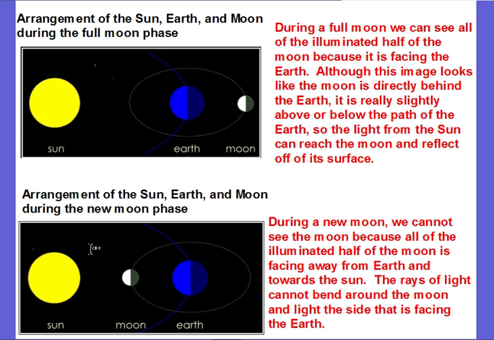For a new moon, we can't see the moon, and you can see that in this diagram here, because all of the lighted half is facing away from the Earth. The only part of the moon that we can see is this dark half. The rays of the sunlight can't bend around the moon and shine on the half that's facing the Earth, so it appears to be dark.